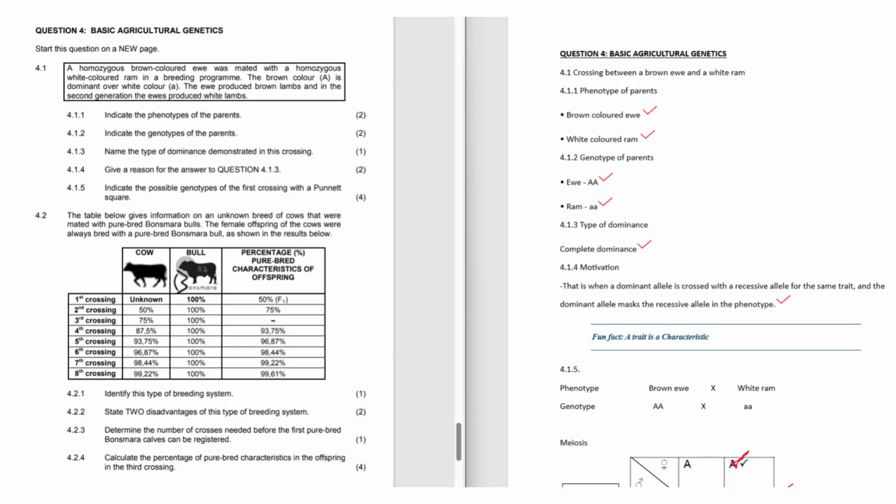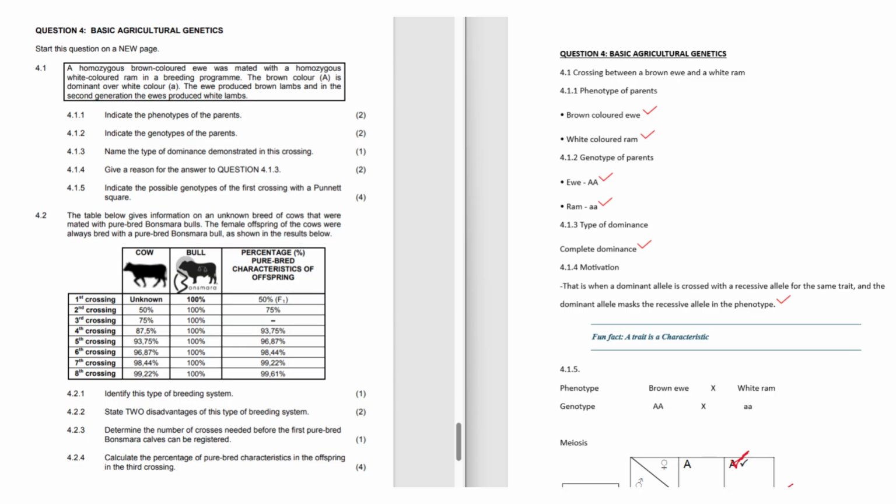Okay, so from this, we are given the homozygous brown ewe. It has brown color, and a white colored ram. Yes, white color. Okay, then we're going to go to 4.1.1. It says indicate the phenotype of the parent.